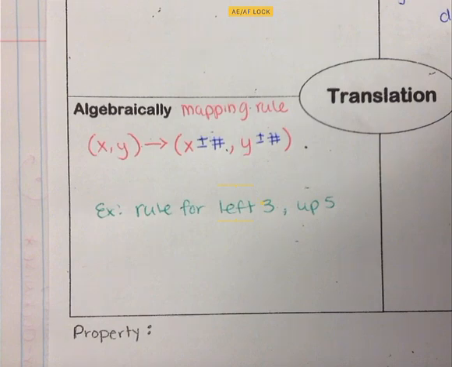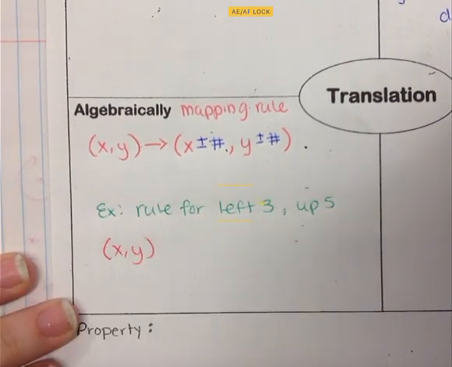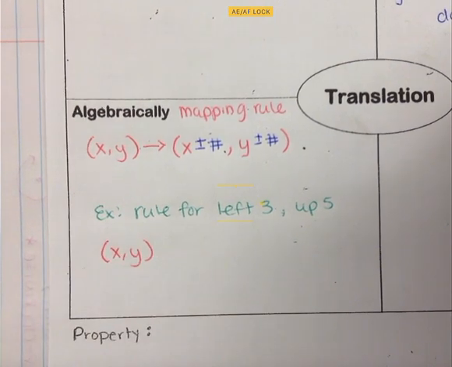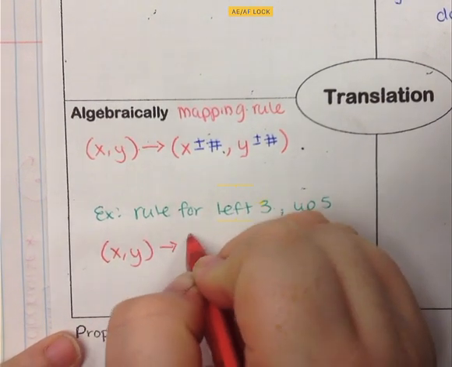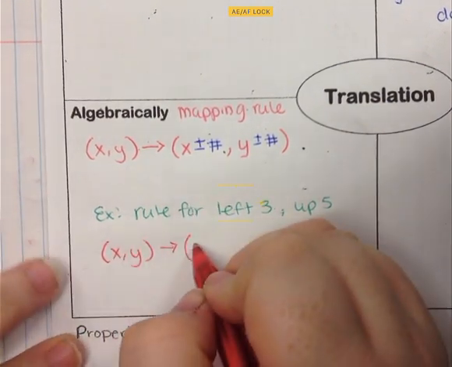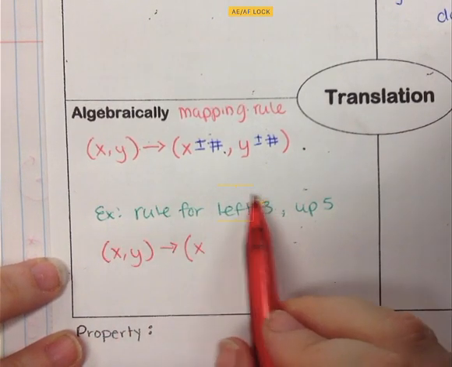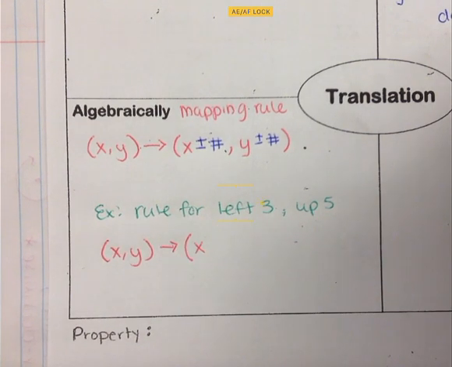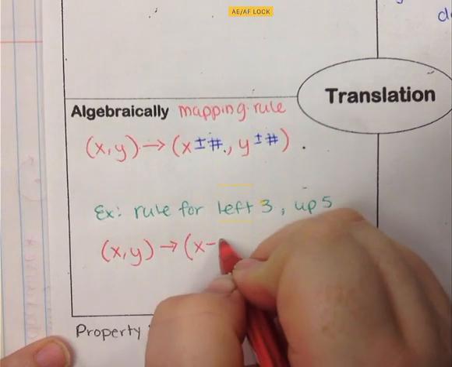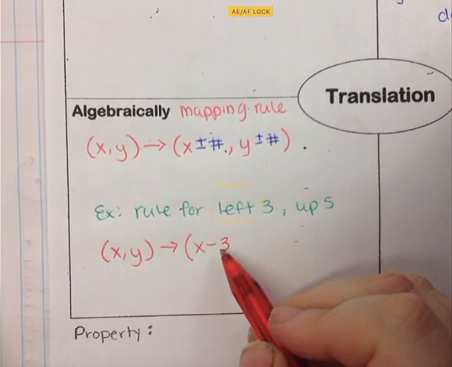we start our mapping rule with our pre-image coordinate, so x, y. We write out x, y, because that's our pre-image. We don't have to put any numbers in for it because we're just saying this is what's happening to our coordinate. It's going to map to. So we have our x's. Our x's go left and right. So we look up here, it says left 3. So left is subtracting values, so it's going to be x minus 3. We're going to subtract 3 from all of our x values from our pre-image.